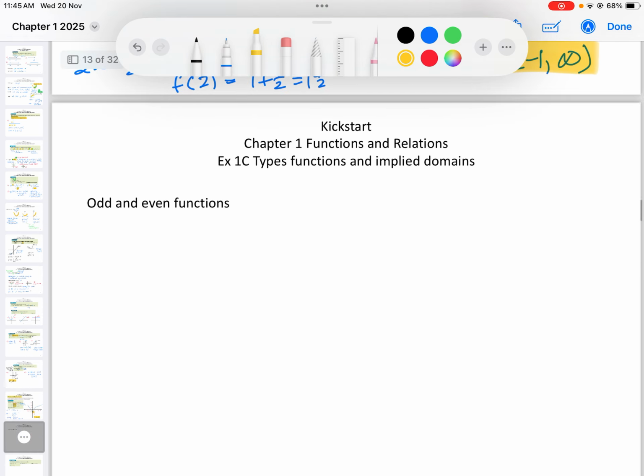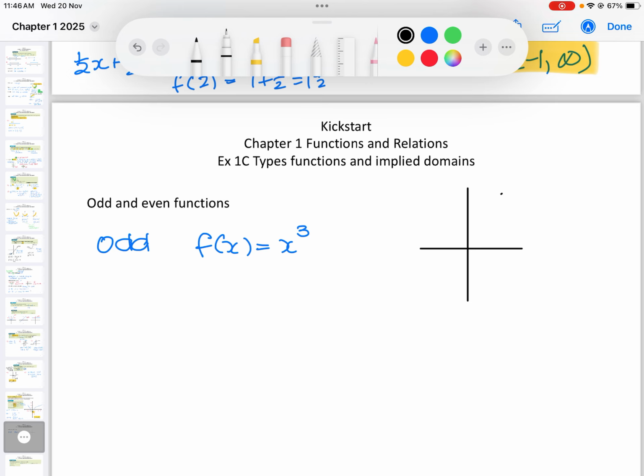Odd and even functions. Right, let's go. What have we got? An odd function is not an odd number. So an odd function would be something like f of x is x cubed. That's an odd function. What would that look like? Maybe you remember, maybe you don't. X cubed looks a bit like this. It's an odd function, and what happens for odd functions is that f of minus x is equal to minus f of x. That sounds like a bit of a riddle.